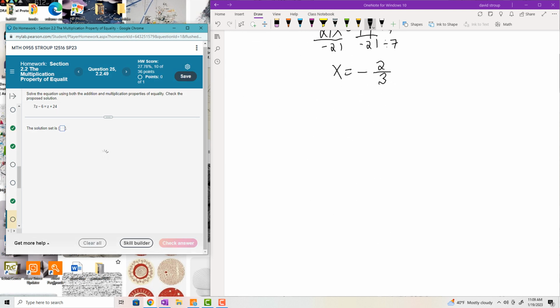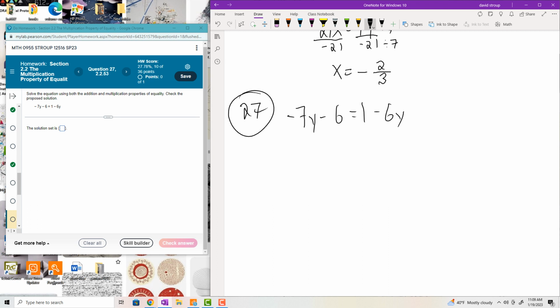What do we got? Another one of those. Sure, let's try this one. Problem 27. Negative 7y minus 6 equals 1 minus 6y. All right, this time I'm going to add 6y to both sides. And so I'm collecting all the variables on one side, right? So negative 7y plus 6y is negative 1y. I just write negative y. Minus 6 equals 1. And then I'm going to add 6 to both sides. And I get negative y equals 7.